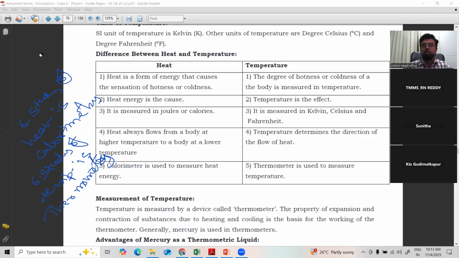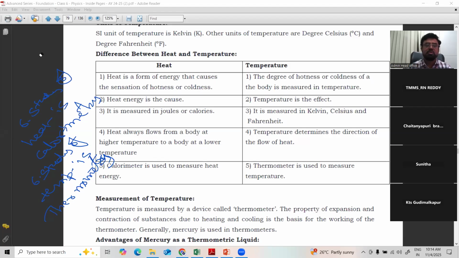So 5 points, sixth point also you can add. Heat is a form of energy that causes the sensation of hotness or coldness. The degree of hotness or coldness of a body is measured as temperature. Heat is a cause, temperature is the effect.